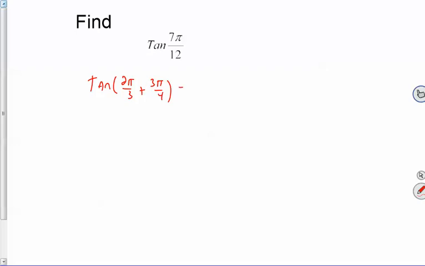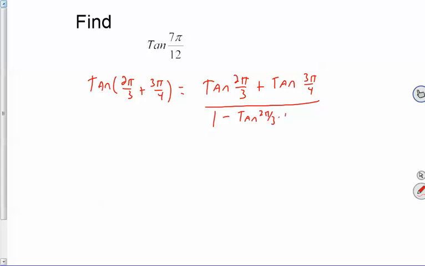And then using your foldable, this would be the tangent of 2 pi over 3 plus the tangent of 3 pi over 4 over 1 minus the tangent of 2 pi over 3 times the tangent of 3 pi over 4.